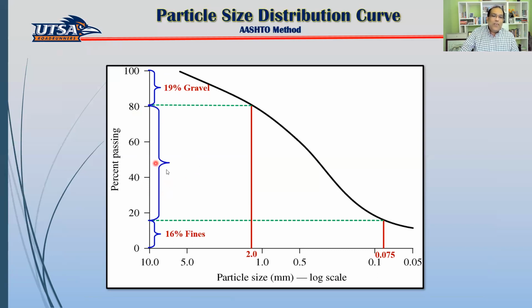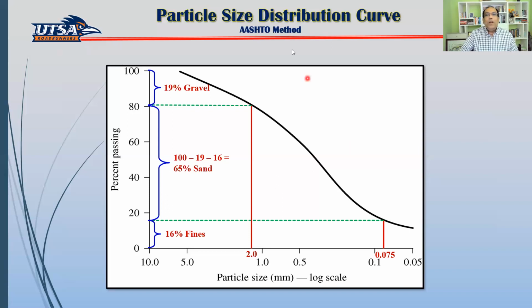So what is that rest? That's 100 minus 19 minus 16. That's 65% sand. So from that curve, you can tell from the ASTM method that you have 16% fines, 65% sand, and 19% gravel.